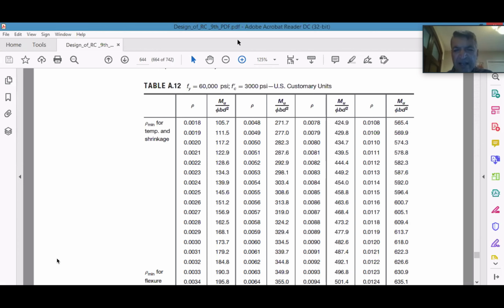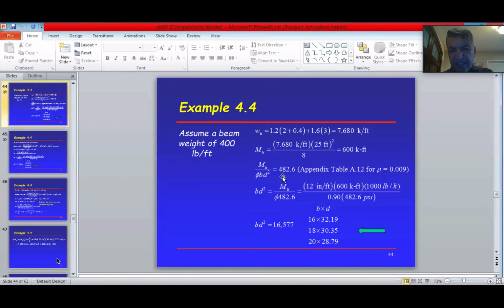Any question before I flip the page? So you understand that, right? For rho of 0.009, my Mu over phi bd squared is 482.6. Any question on that? Okay, so let me switch screens again. So there is the 482.6. See that? That's where it came from. All right, so see how easy this is?